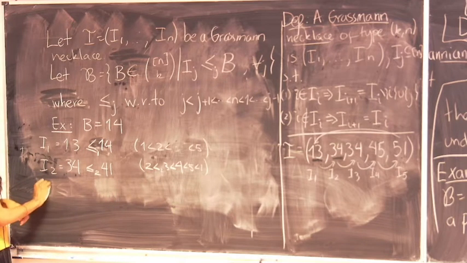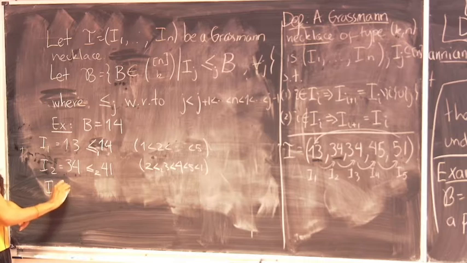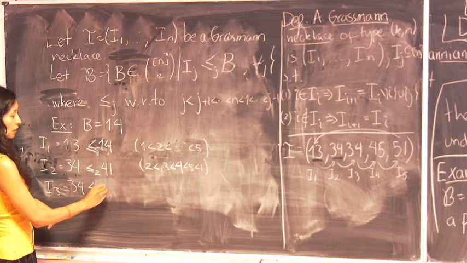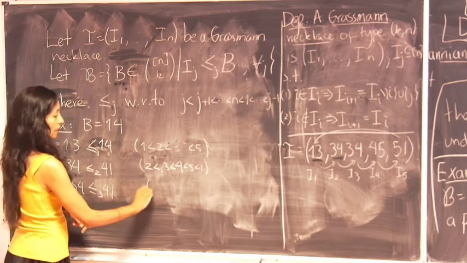Let's do one more. I3 is 3, 4, and I want to compare it according to the order 3 to B, and the order 3 is this.